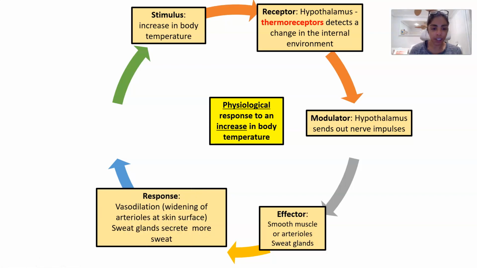The response that we're looking at here is vasodilation, so the opposite of vasoconstriction. These blood vessels will widen near the skin surface, allowing more heat to escape through radiation. So we are reducing the temperature that way. And sweat glands will secrete more sweat, therefore the latent heat energy in the sweat, when it's evaporated, is taken away from the skin surface, and our feedback is a decrease in body temperature.